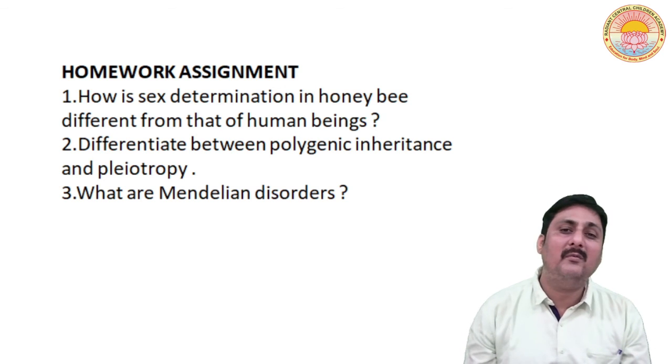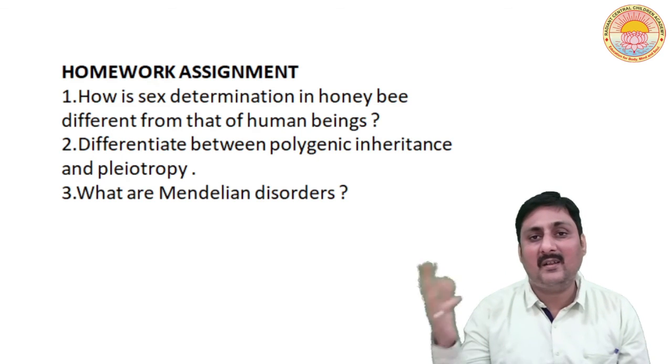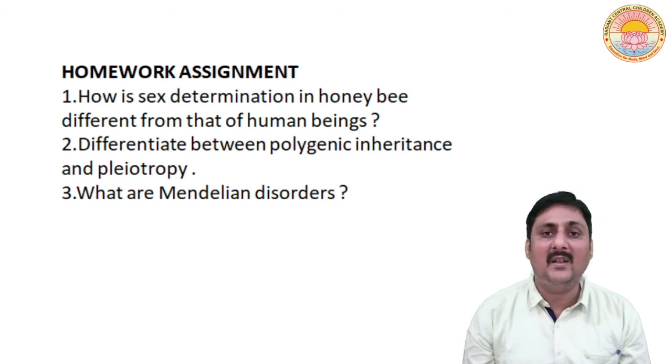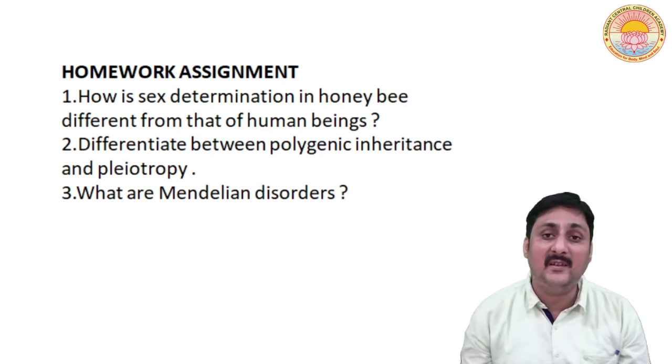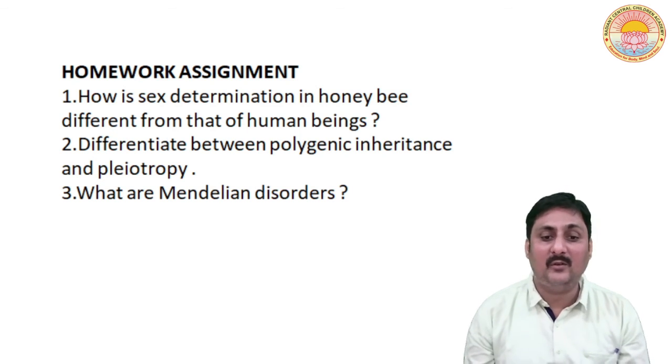Mendelian disorders are those in which, because of a mutation in one gene, a character is affected. Examples are sickle cell anemia, thalassemia, hemophilia. All these are examples of Mendelian disorders.